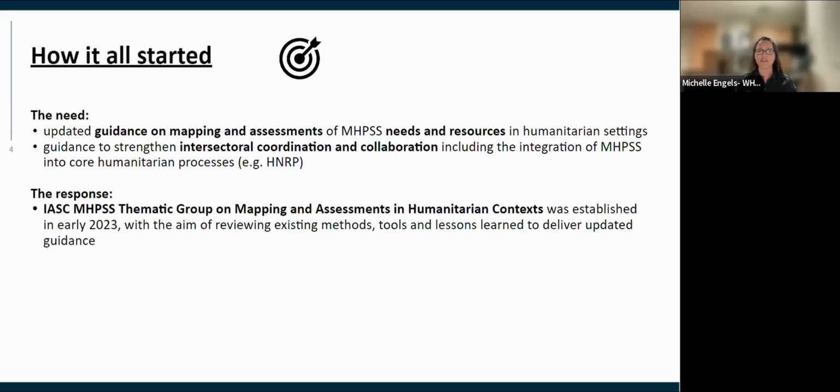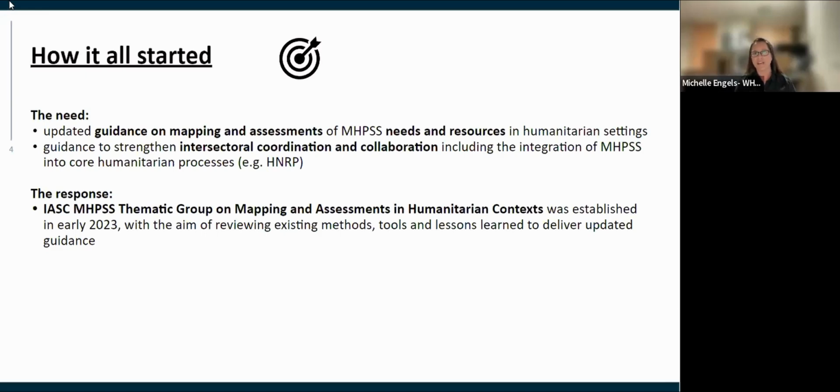And there was an interest to really build on lessons that have been learned over that time from previous and current emergencies. As Fahmi was highlighting as well, there was really that desire to make it truly multi-sectoral, to really strengthen that intersectoral coordination and collaboration aspect. So we wanted to make sure that all sectors and AORs were very visible throughout the toolkit. And another ambition was to have an updated toolkit that also strengthened the integration of MHPSS into core humanitarian processes.